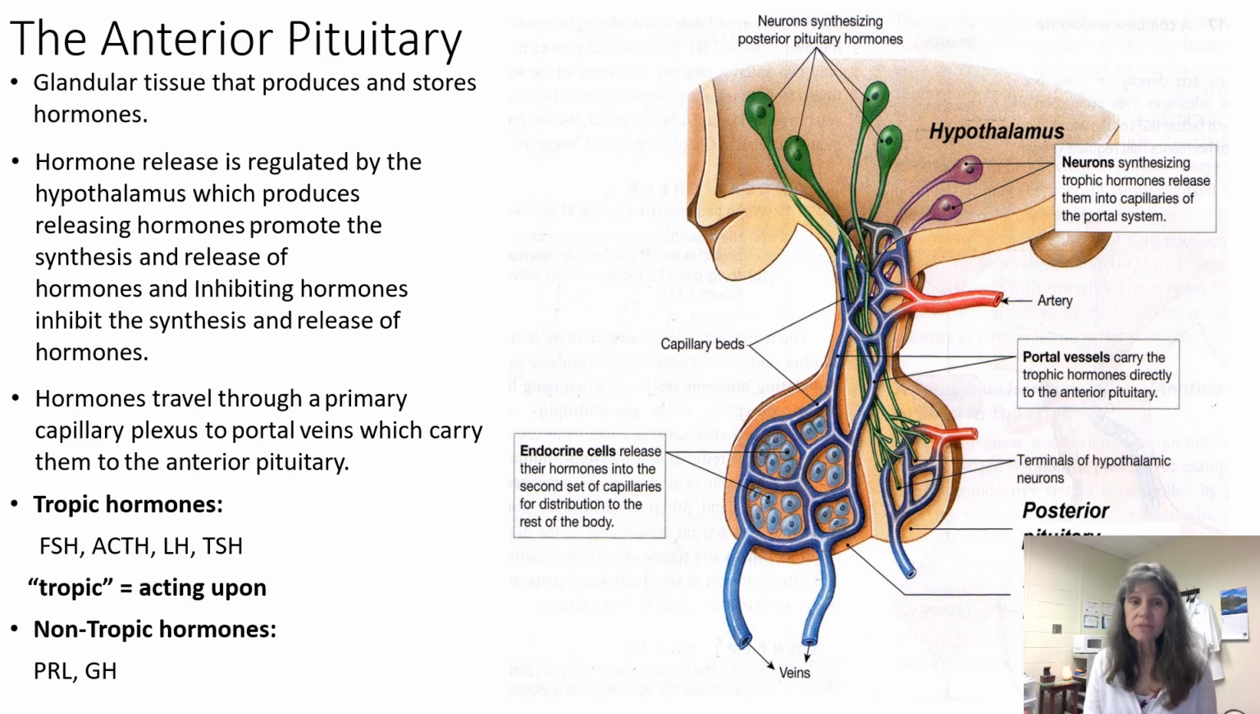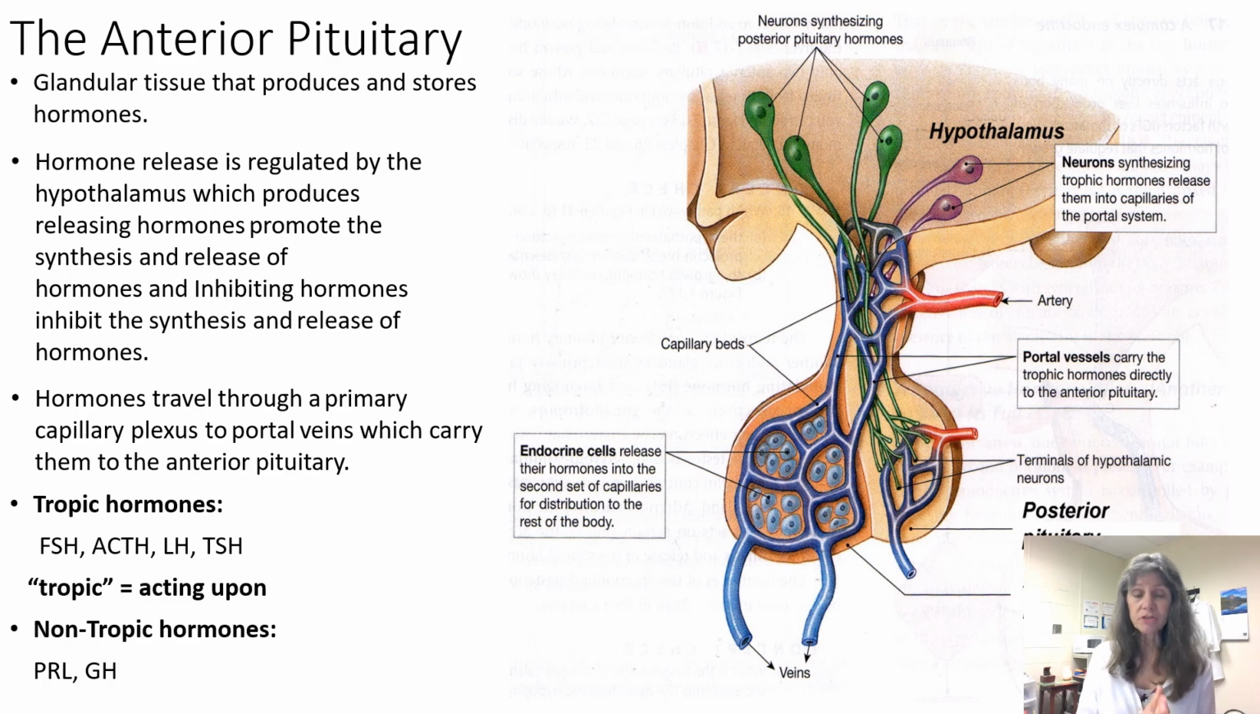The anterior pituitary is made up of glandular tissue that produces and stores hormones, and you'll notice in looking at this picture that there are special endocrine cells that release their hormones into a second set of capillaries to be distributed throughout the rest of the body.